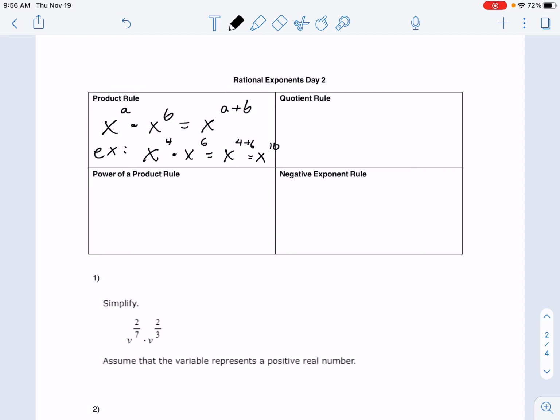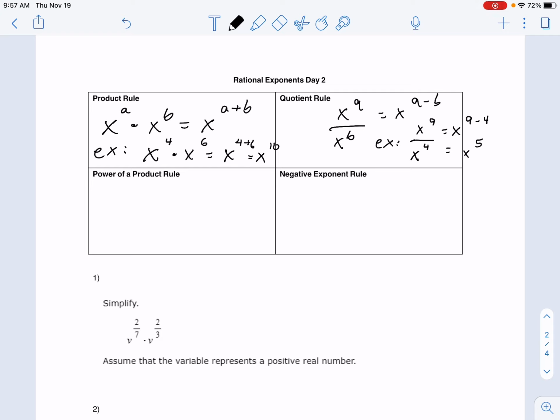Quotient rule of exponents. x to the a divided by x to the b. When we divide exponents with the same base, we subtract the exponents. That's going to be x to the a minus b. So for example, x to the 9th over x to the 4th is x to the 9 minus 4, which is x to the 5th.